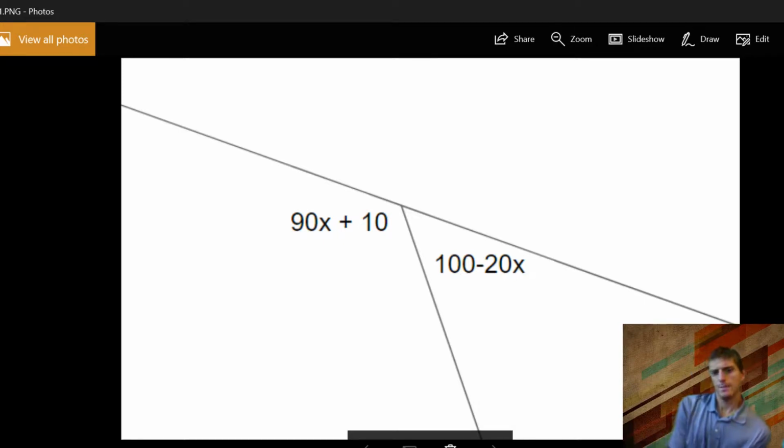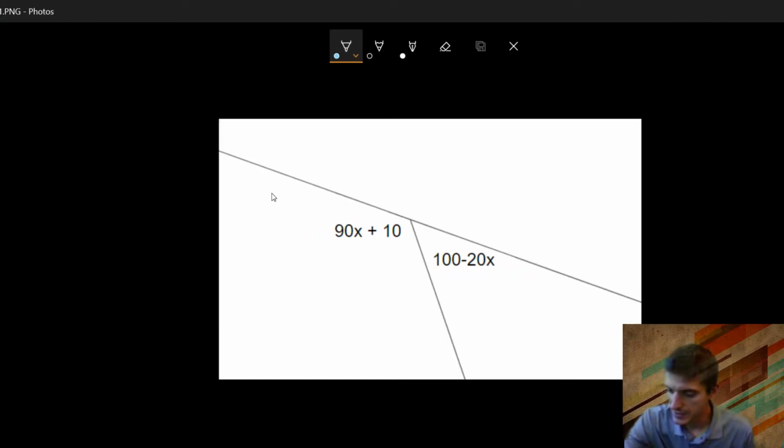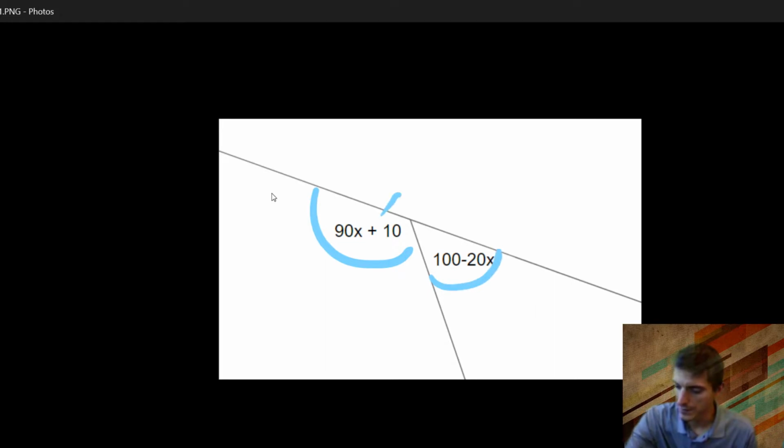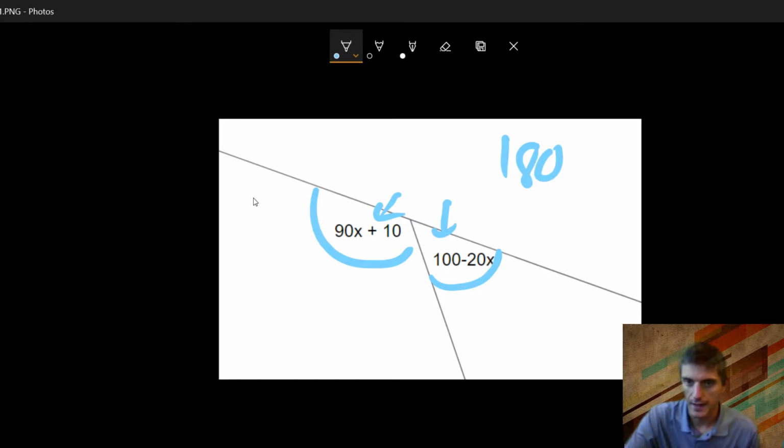So if you look at this problem, we want to figure out what x is. And to do that, we have to know some things about angle relationships already. So we have these two adjacent angles, and they're a special kind of adjacent angle. They're a linear pair, which tells me that if I take each individual angle and add up their angle measures, I should get 180 degrees.